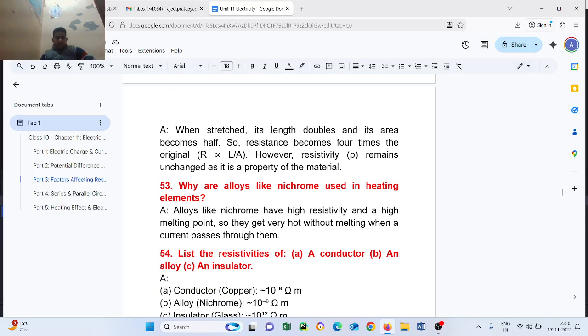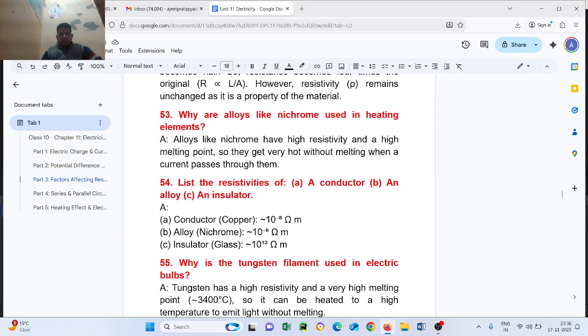Question number 53. Why are alloys like nichrome used in heating elements? Alloys like nichrome have high resistivity and a high melting point. So they get very hot without melting when a current passes through them.